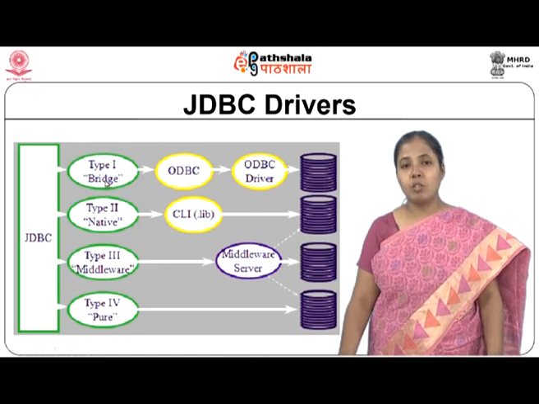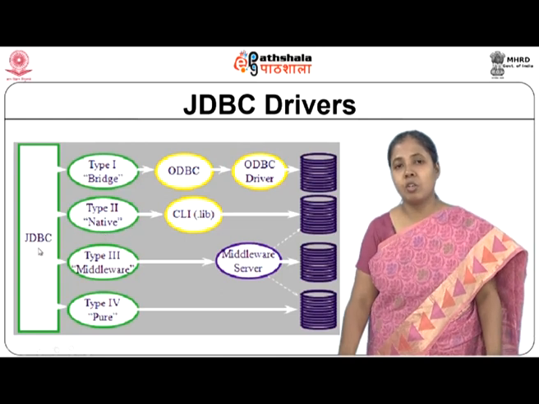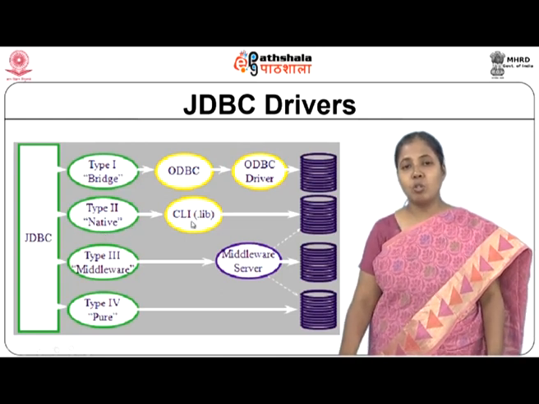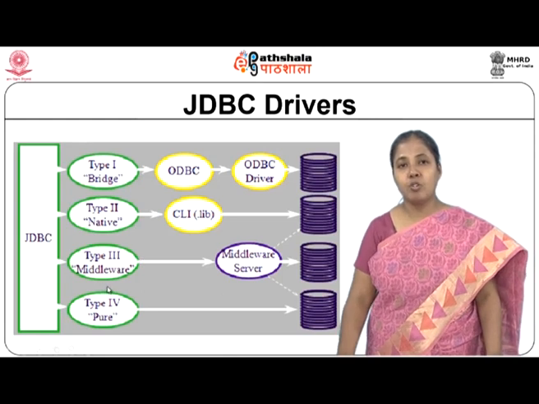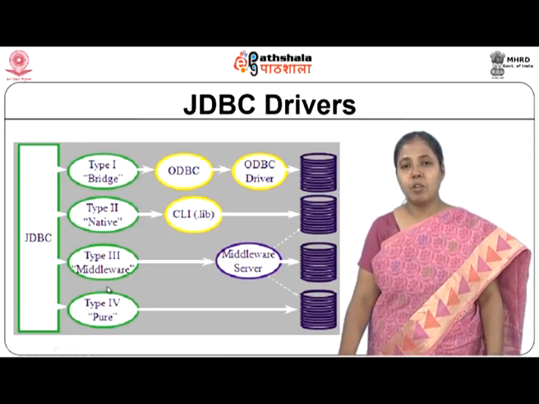So, type 1 is a bridge driver. Between our JDBC and ODBC there would be a bridge which would convert the JDBC function call to an ODBC function call, through which you can talk to the database. And type 2 is a native driver. This would normally convert the Java database calls to CLI library calls through which you can talk to the database. And type 3 is through an installation of a middleware server.